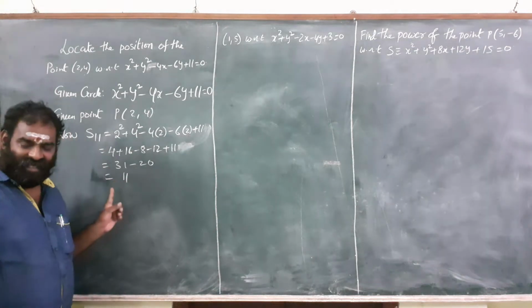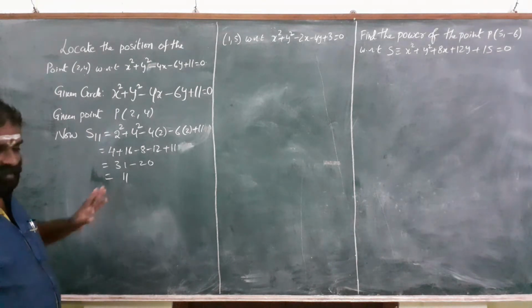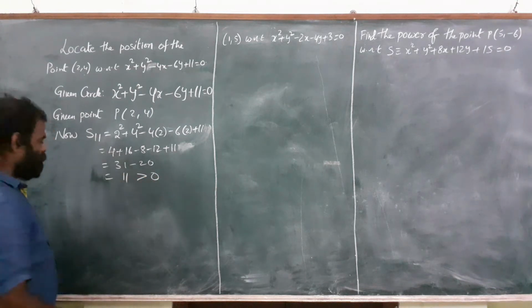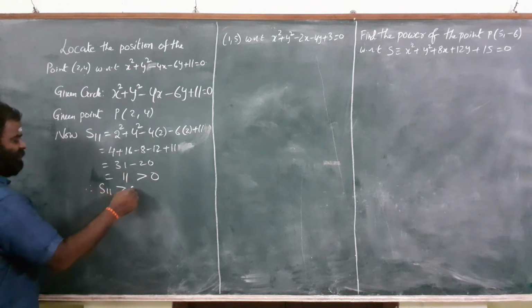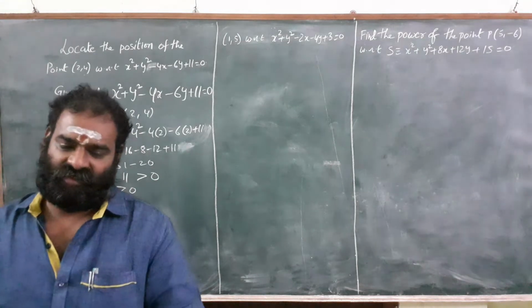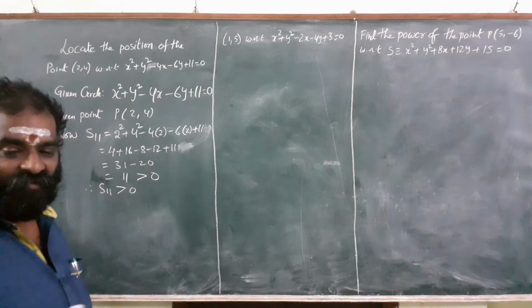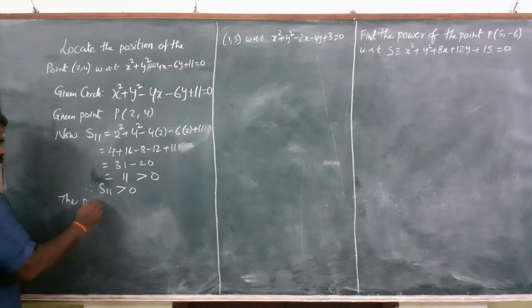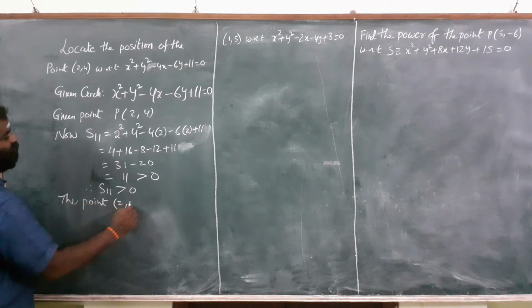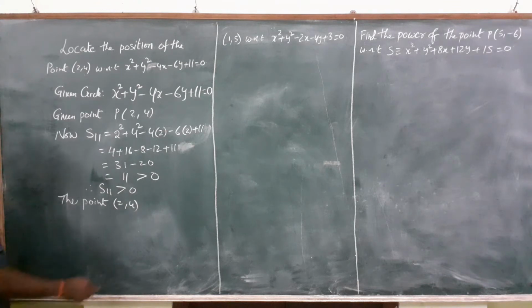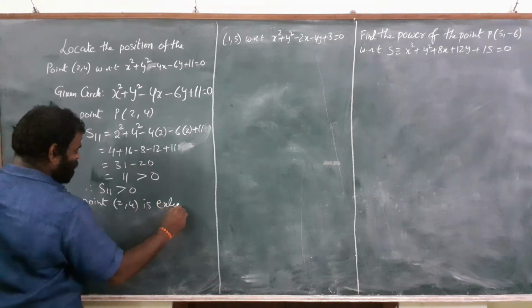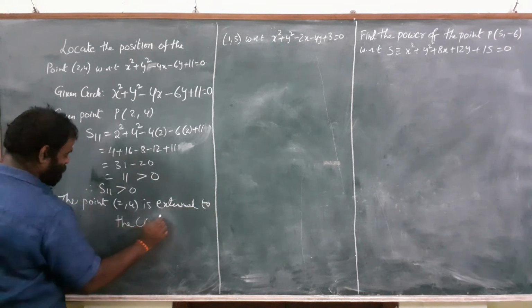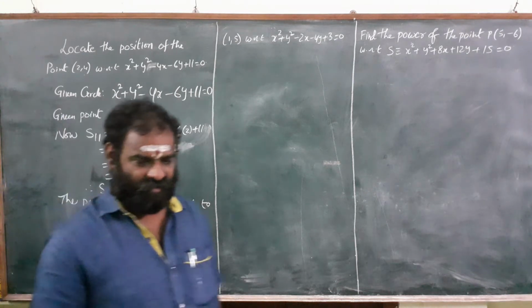Understand or not? What do you get here? 11. 11 is a positive number, which is always greater than 0. Therefore S11 is greater than 0. So what is the condition? If S11 is greater than 0, then the point (2, 4) is external to the circle. Understand?